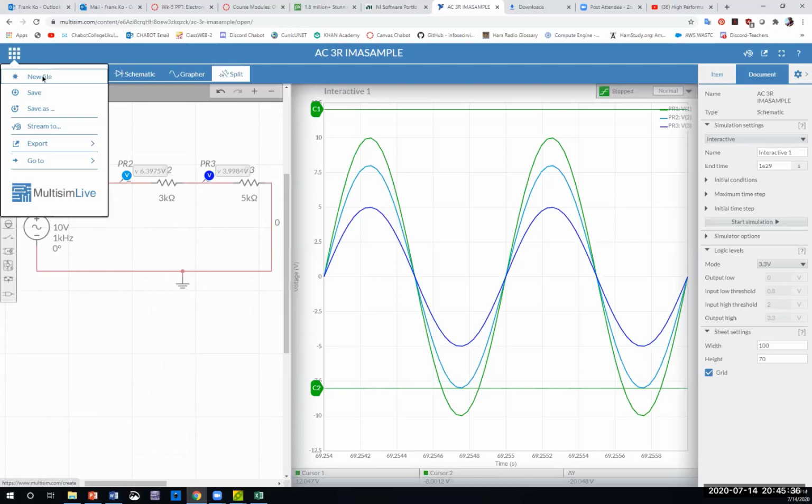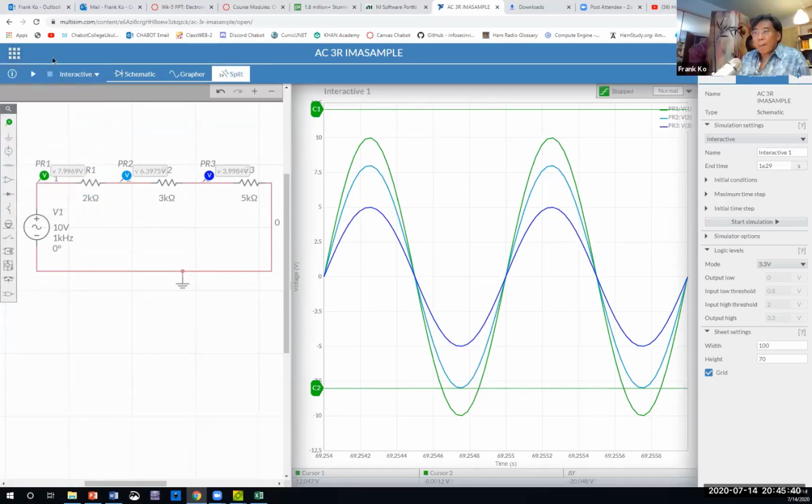Actually, Professor, I have a question. Yes. Does this do triangle and square functions? I haven't seen it do this yet. I haven't played with it enough to see whether it does. Again, this is a watered down version of MultiSim, which is what we use in the classroom. And MultiSim in the classroom does just about everything.